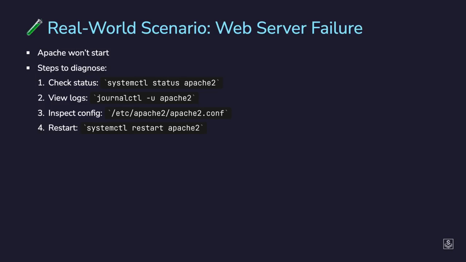This workflow is typical in server administration. You use status and logs to identify the issue, inspect configs to fix it, and restart the service to apply changes. Mastering this process makes you a reliable troubleshooter, someone who can keep systems running smoothly under pressure.